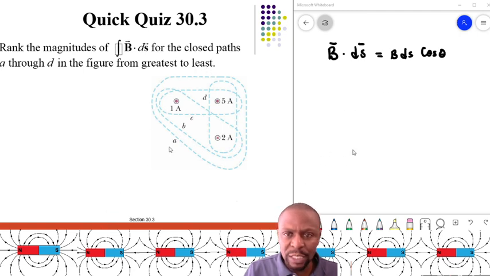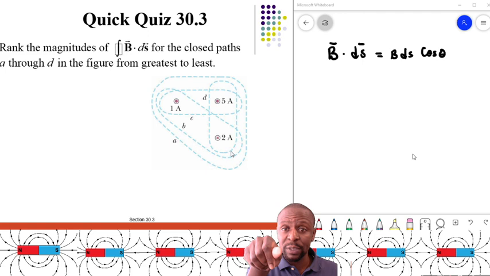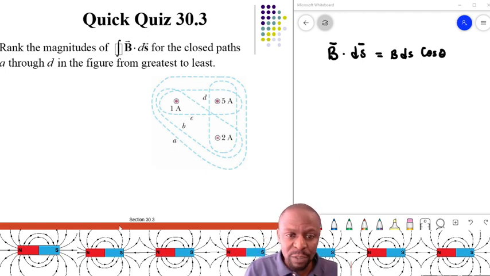Now, in this case, we start with A. How much current does A enclose? It encloses 6 amps minus 2 amps. Why 6 amps minus 2? Because this current is going out of the board and the 2 amps is going into the board. Therefore, for A we are going to have 4 amps.